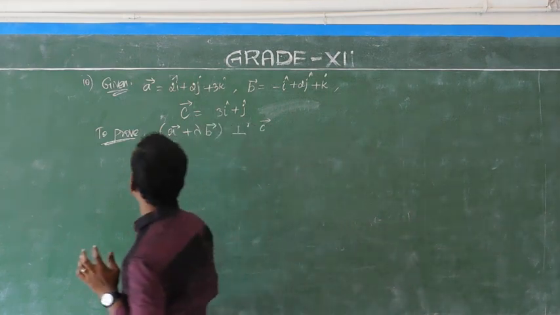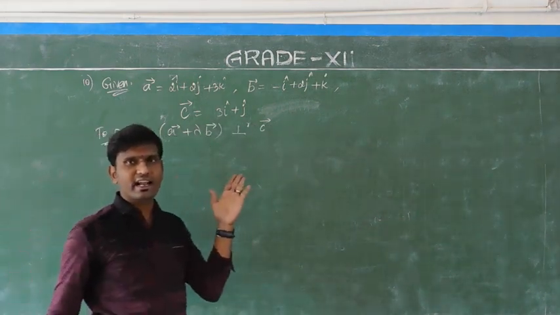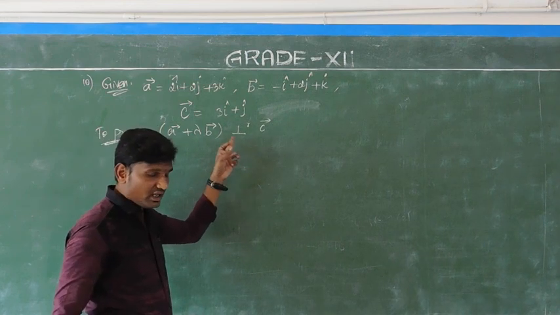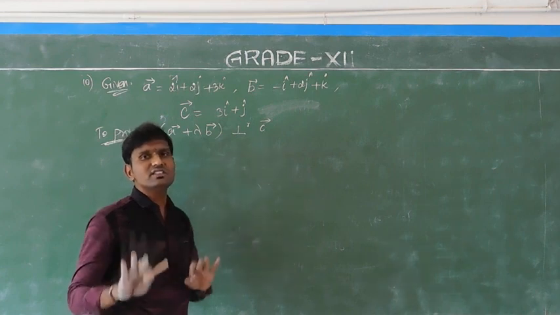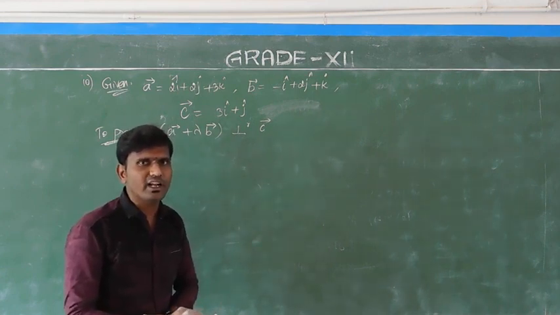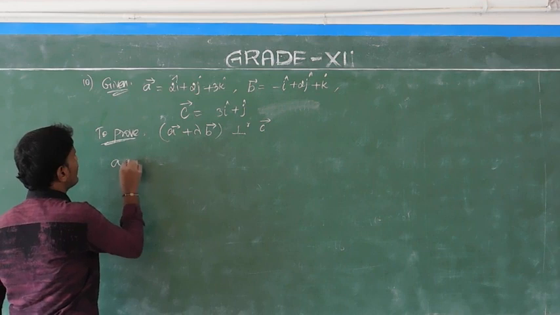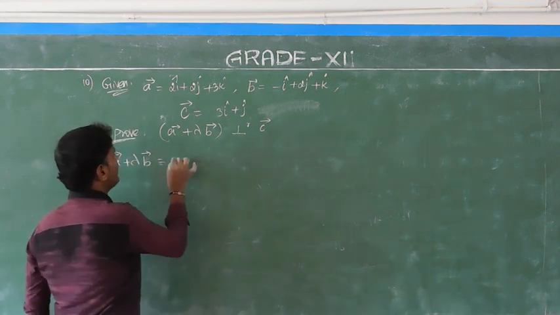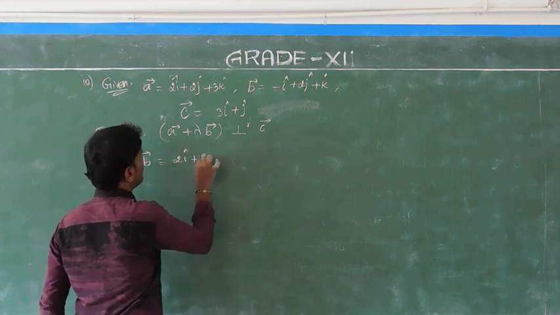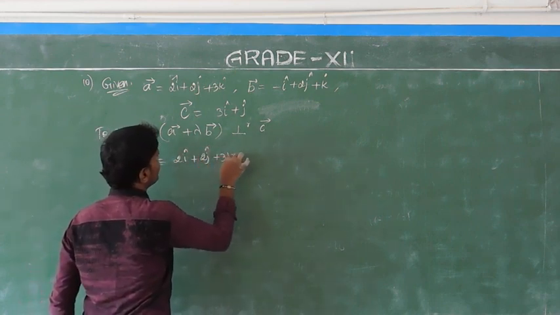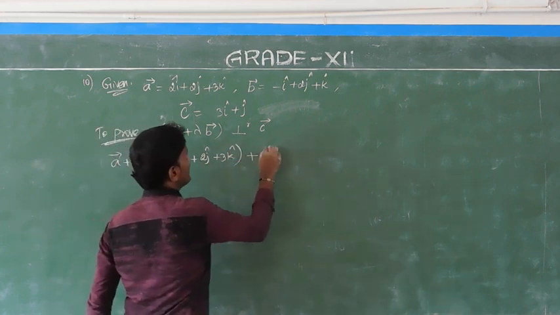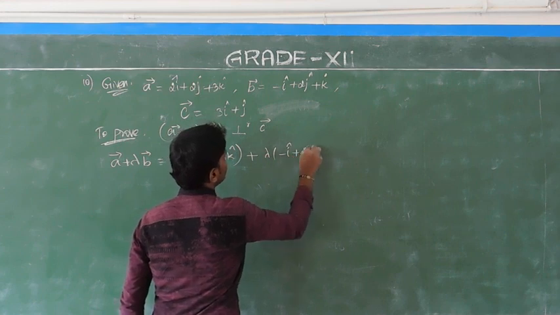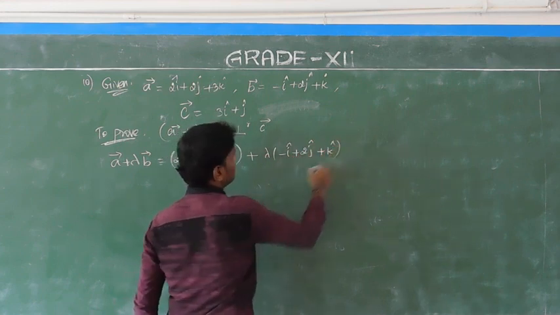Now listen. What is the condition for perpendicularity? A vector plus lambda b vector, taking the dot product with c vector, is equal to 0. That is the perpendicular condition. Before that we should find a vector plus lambda b vector. What is a? 2i vector plus 2j vector plus 3k vector plus lambda into b vector, that is minus i plus 2j plus k.